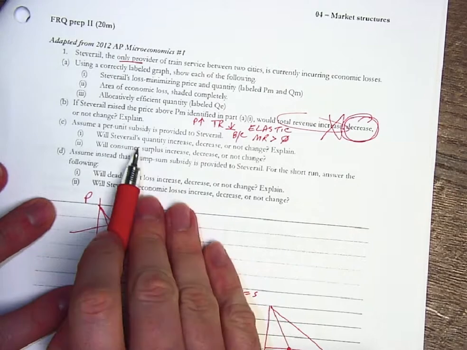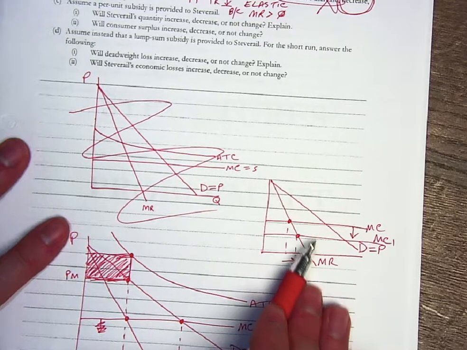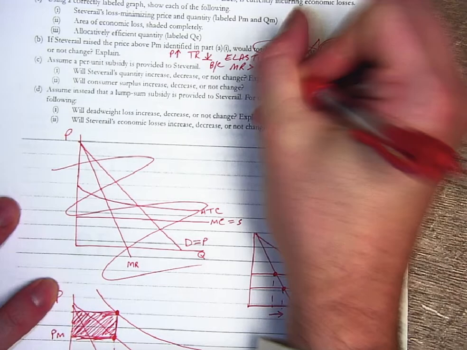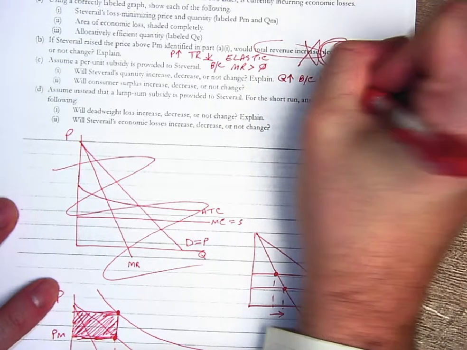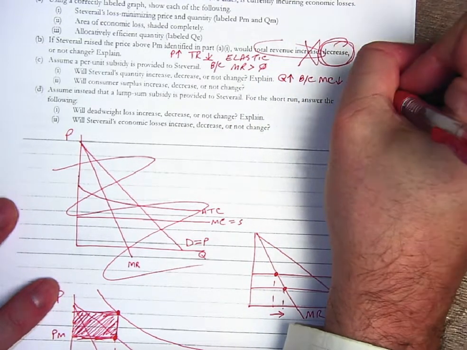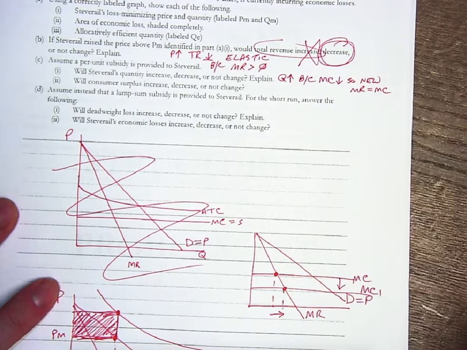So what happened to the quantity? Well, it went up. The quantity went up because the marginal cost fell. So you can say Q increases because marginal cost decreased. So new MR equals MC.